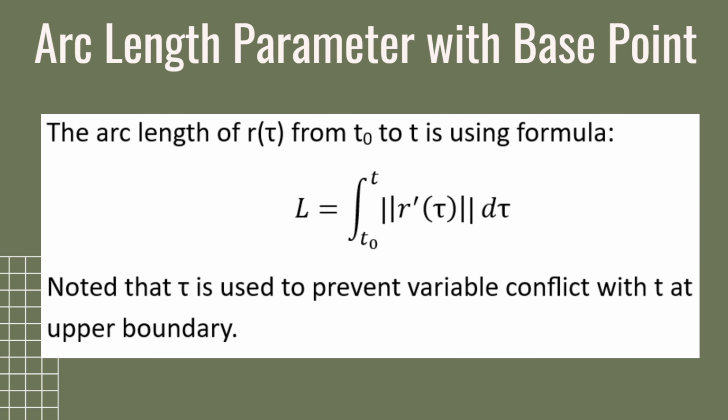Now we are going to discuss arc length parameter with base point. The arc length of r(tau) from t0 to t is calculated using the formula L equals the integral from t0 to t of the magnitude of r prime tau d tau. We use tau in this subtopic just to prevent variable conflict with the t at the upper boundary. The steps are almost the same as the normal arc length: differentiate the r(tau) function, then calculate its magnitude and integrate by substituting the boundaries. The difference is we need to calculate t0 in this subtopic.